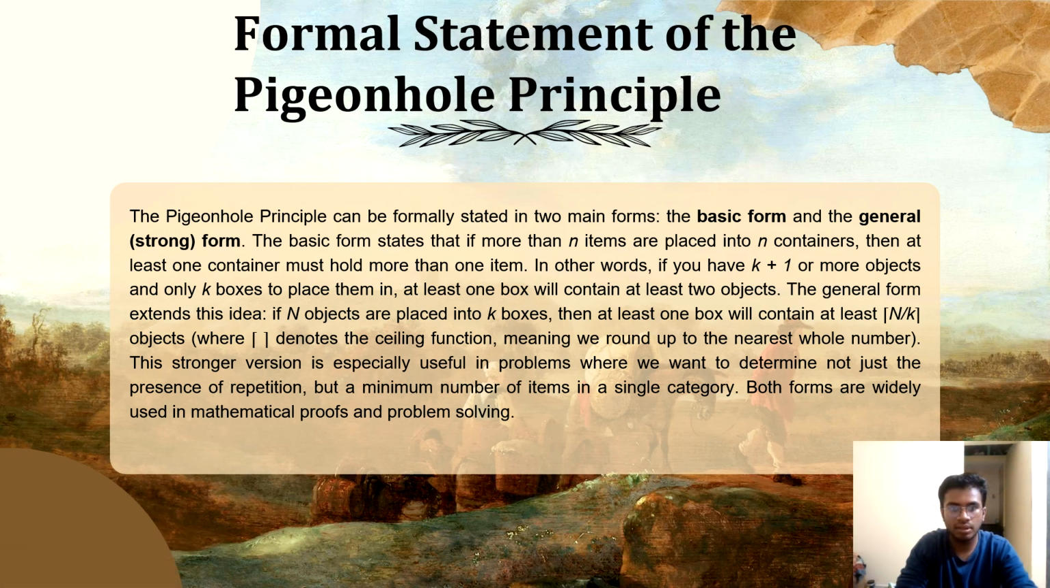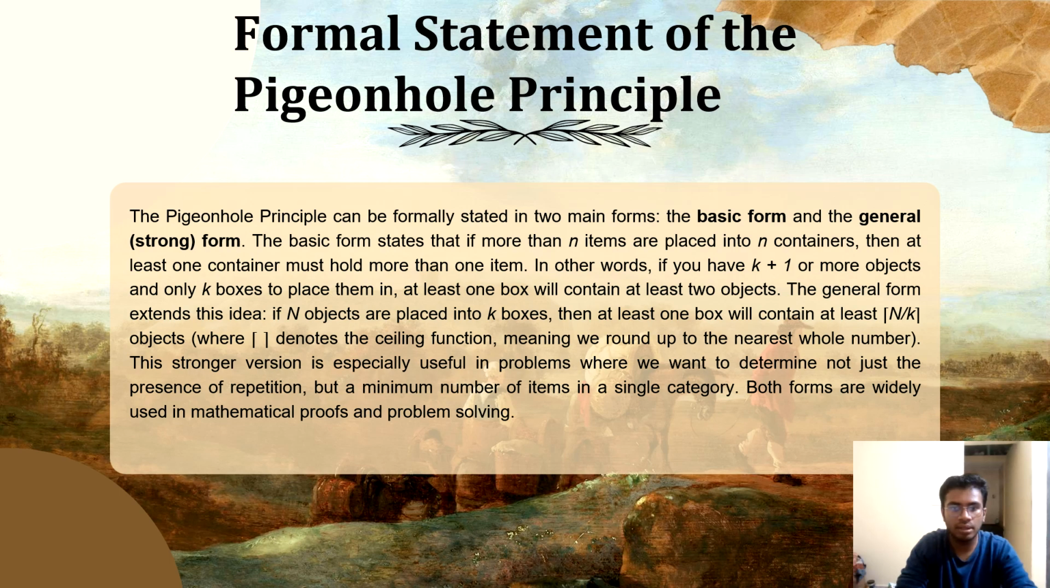Now we'll see the formal statement of the pigeonhole principle. The pigeonhole principle can be formally stated in two ways: the basic form and the general form. The basic form states that if more than n items are placed into n containers, then at least one container must hold more than one item. In other words, if you have k plus 1 or more objects and only k boxes to place them in, at least one box will contain at least two objects.